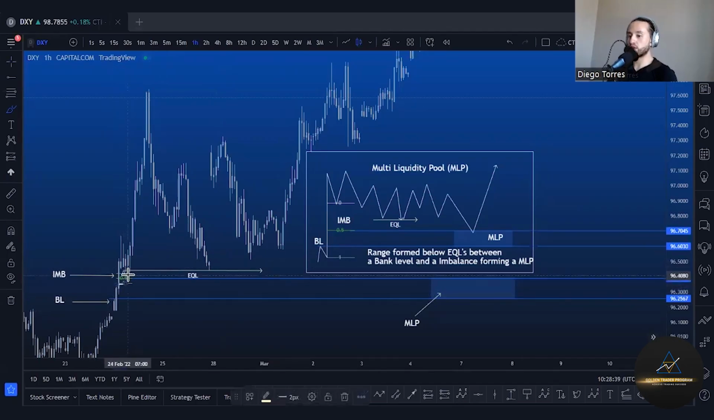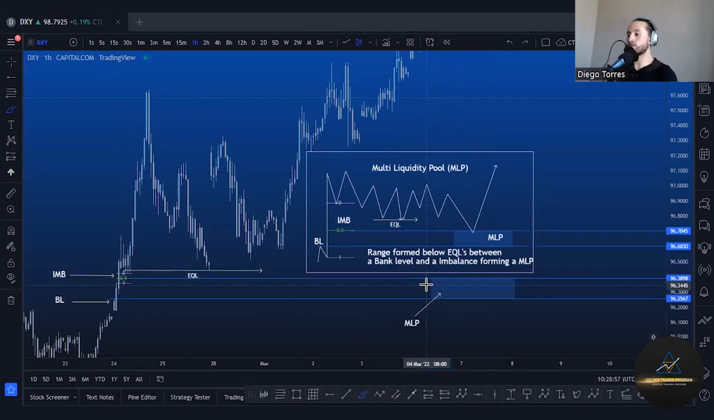Then we've got an imbalance between this particular range, and it forms the 50% imbalance since price failed to retest it. And you just get the range and you've got your 50% imbalance. So once you've identified the bank level and the imbalance, you then form the multi-liquidity pool.